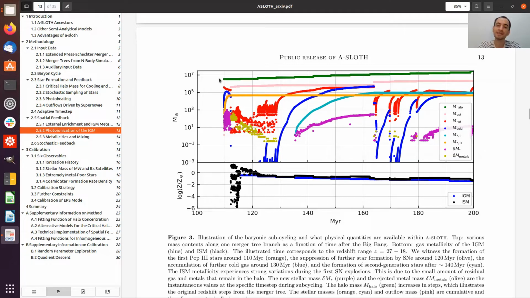So as I said, this is just one branch of the merger tree, which does not necessarily have to be representative for all the physics, but it's quite representative of the methodology inside A-SLOTH. So this shows you what effects we include, how the baryonic gas components evolve over time, and what information is available inside A-SLOTH to investigate some scientific questions.